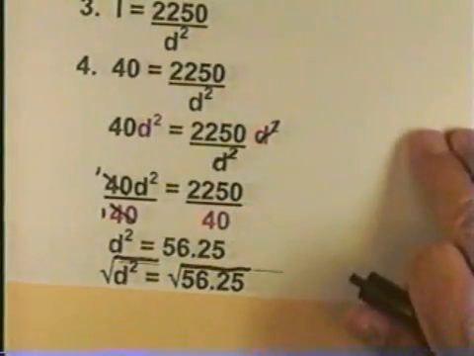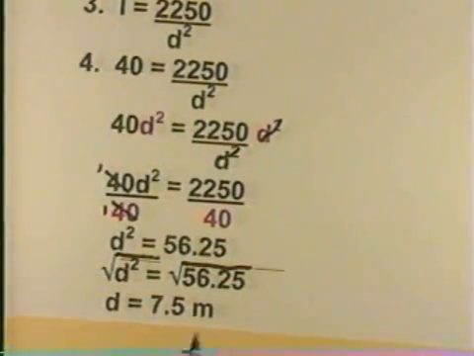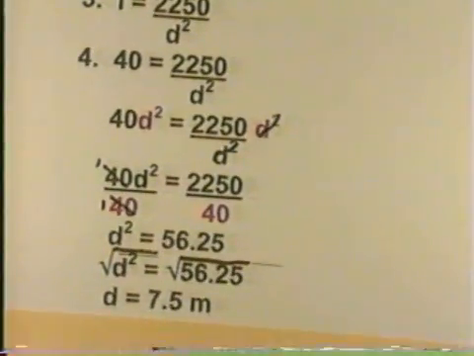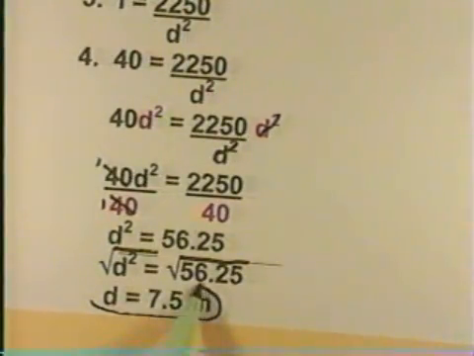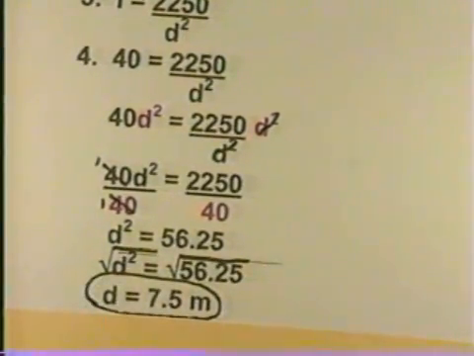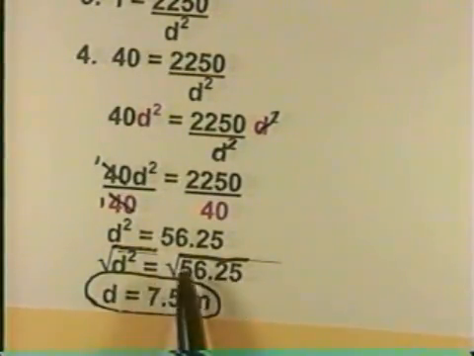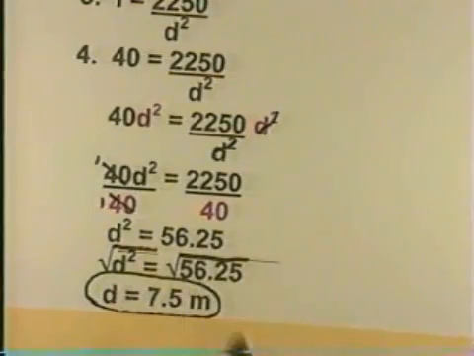So the square root of D squared is D. The square root of 56.25 is 7.5. So the desired distance is 7.5 meters. Again, you need to verify this on your calculator. You need to take your calculator and enter 56.25 and take the square root of it, and you will get 7.5 meters.